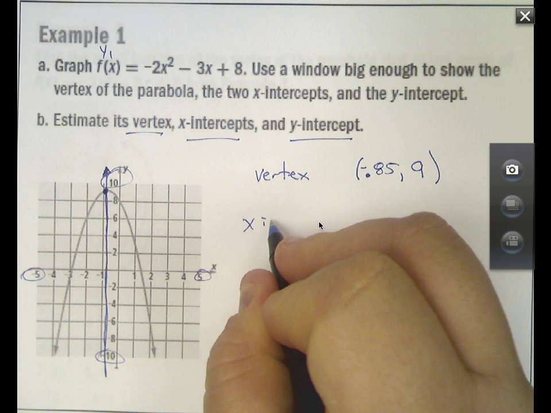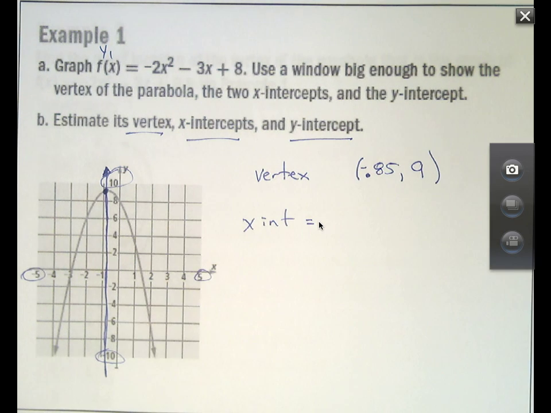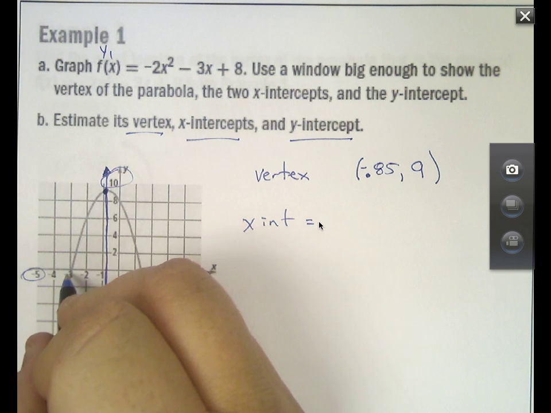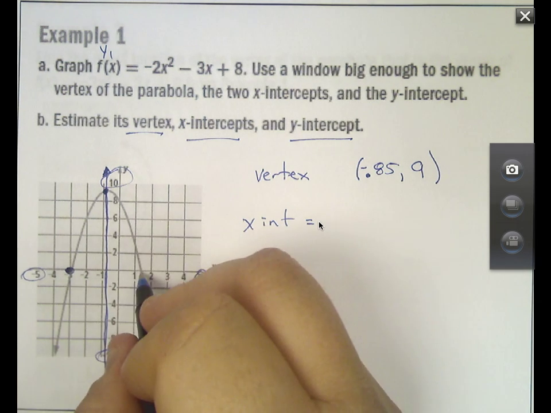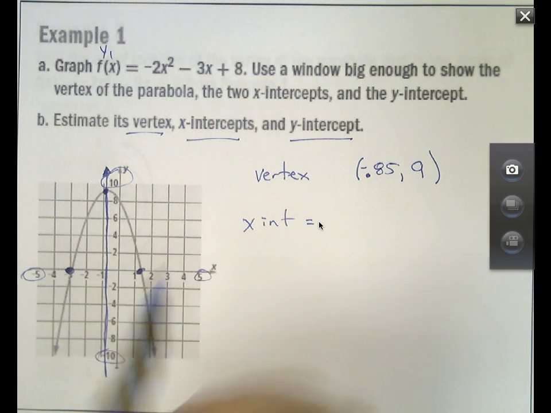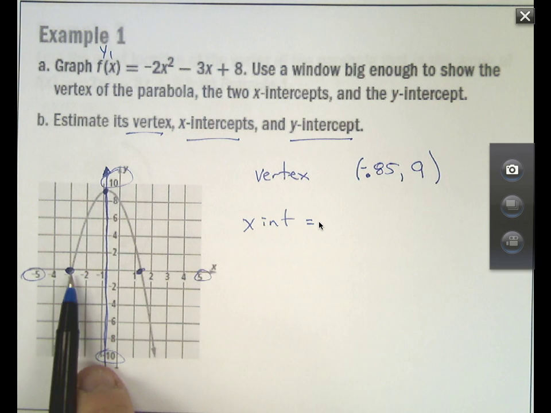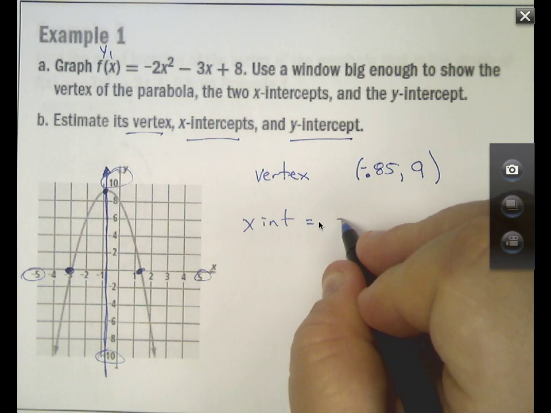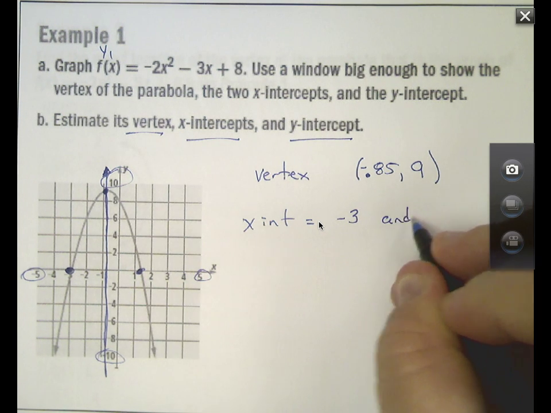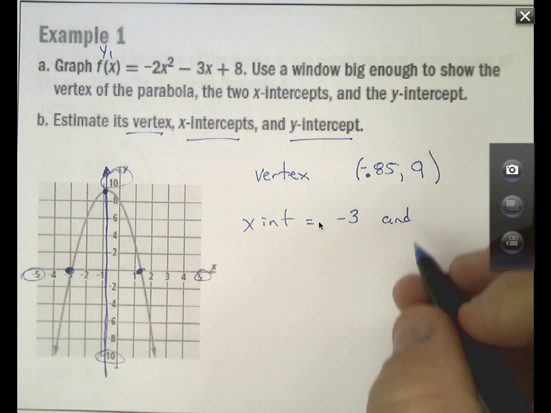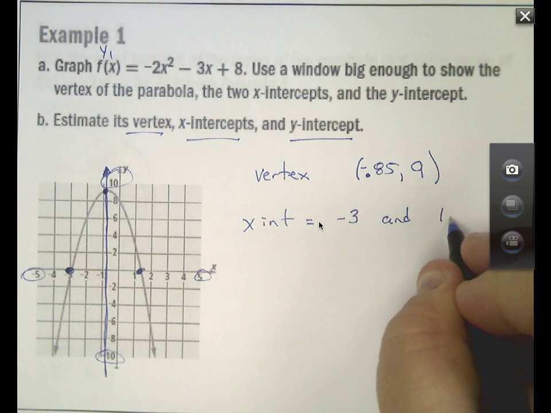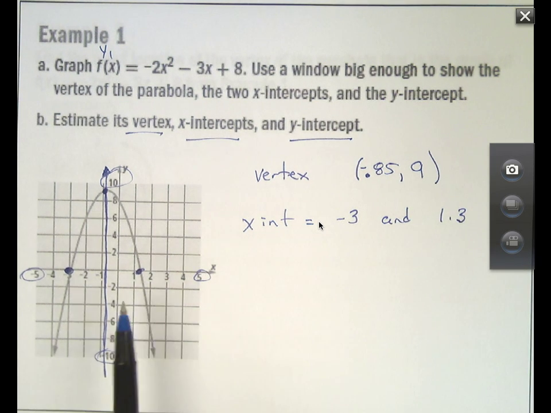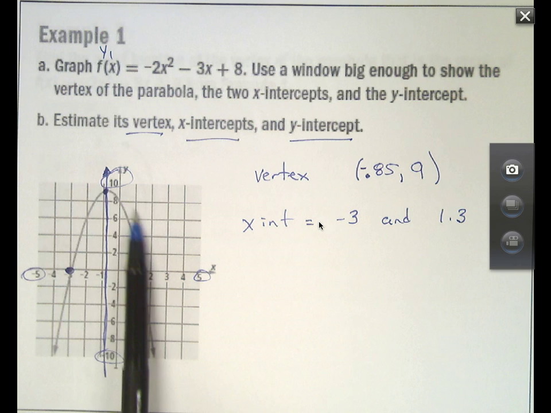My x-intercepts. My x-intercept is where it crosses the x-axis. Here's my x-axis. We have 2 points where it crosses the x-axis. Here it crossed at -3, and it crossed here at positive 1.3.